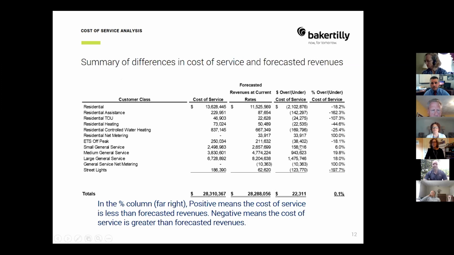If we look down here in the general service area, you can see that general service is generally, excuse the pun, their revenues are higher than their cost of service. And again, that is not anything unusual that we have found in our work with similar studies.